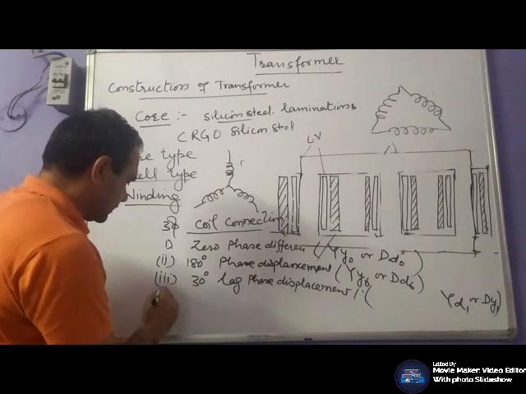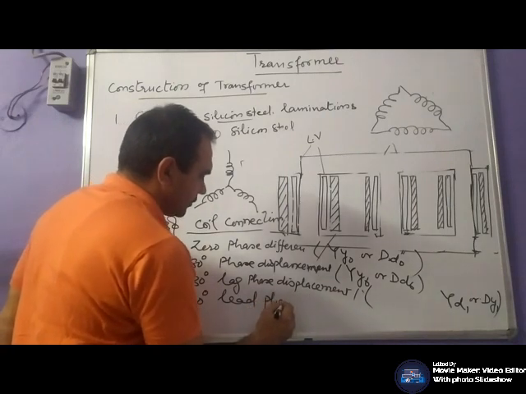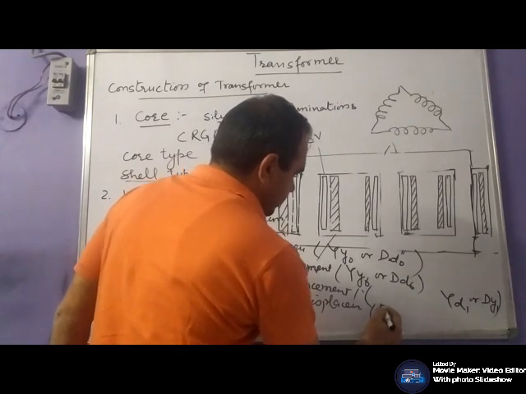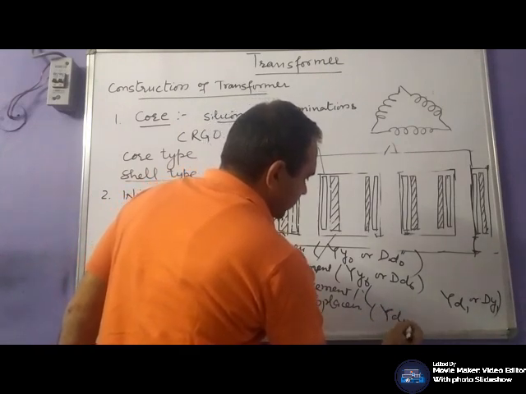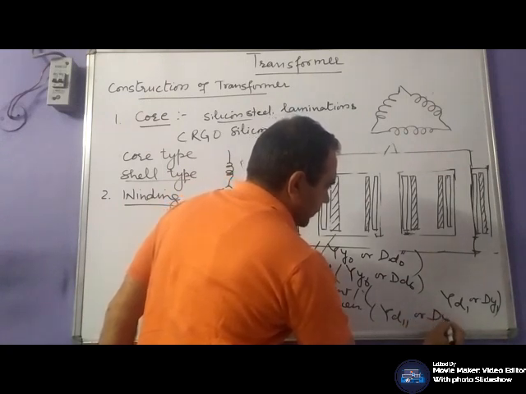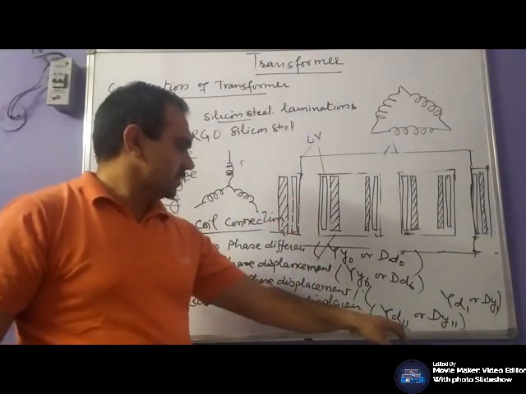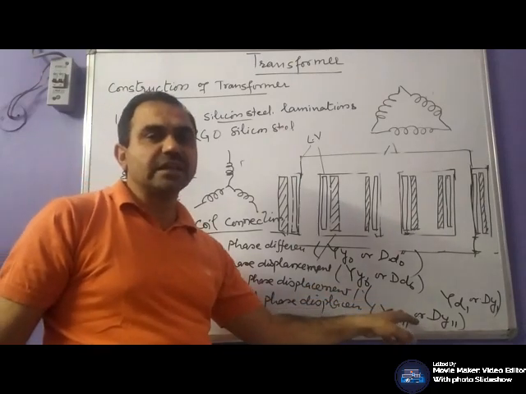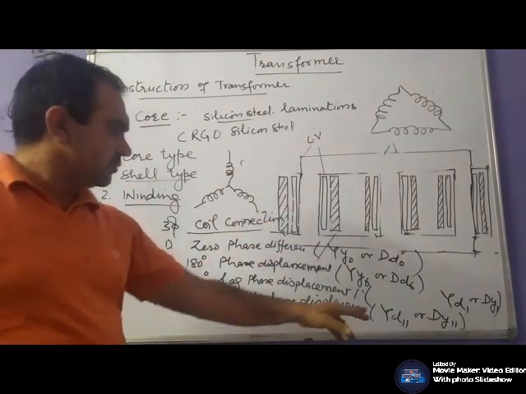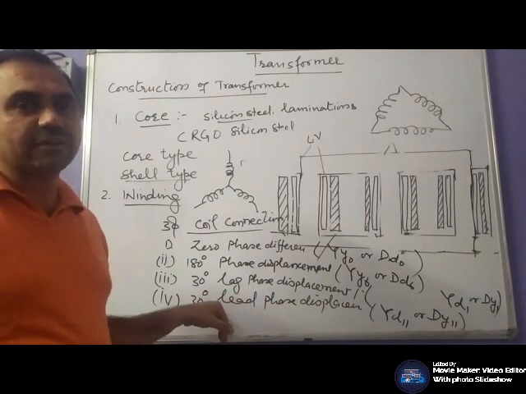Likewise, the 30 degree lead is denoted by YD11 or DY11. This 11 indicates that your secondary side, the delta side, is leading the star. The phase displacement between their phase voltages is 30 degrees leading, meaning the secondary side is leading by an angle of 30 degrees.